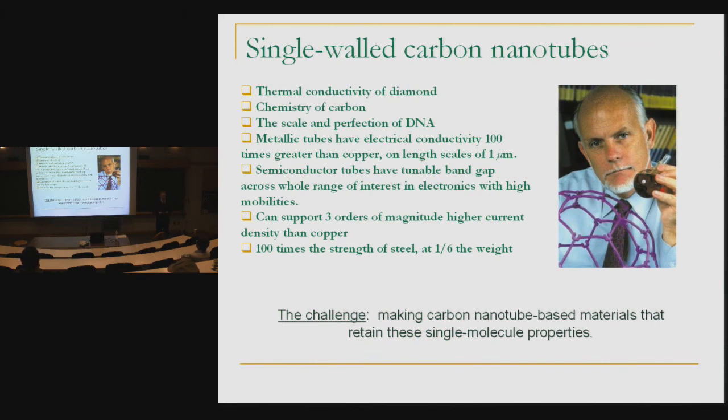Well, if I told you there was a material out there that had the thermal conductivity of diamond, it could support 3 orders of magnitude more current density than conventional metals like copper, and then on top of that, it had 100 times the strength of steel at 1/6 the weight, you'd probably say, wow, this could really displace a $1 billion industry in terms of materials. And that's true. These properties are incredible.